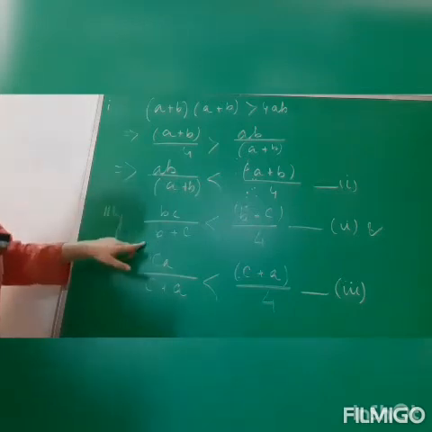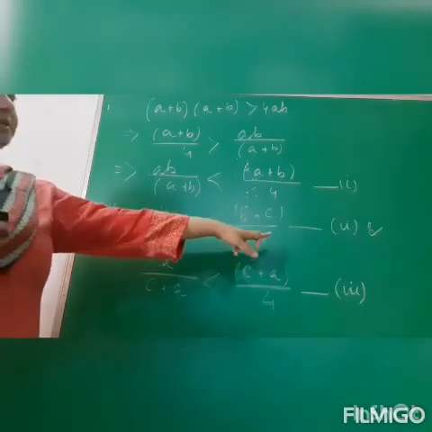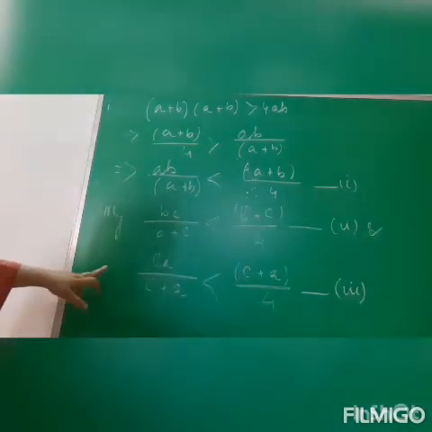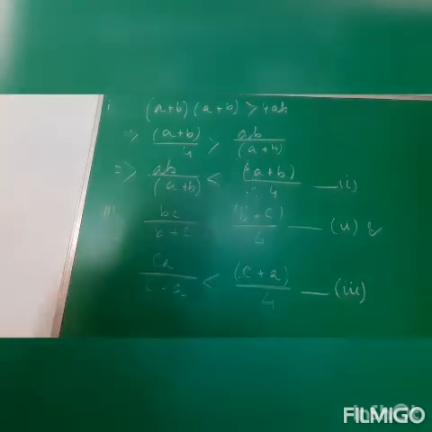Similarly, BC divided by (B plus C) is less than (B plus C) divided by 4. Keep this one as equation number 2. And lastly, CA divided by (C plus A) is less than (C plus A) divided by 4. Keep this one as equation number 3.